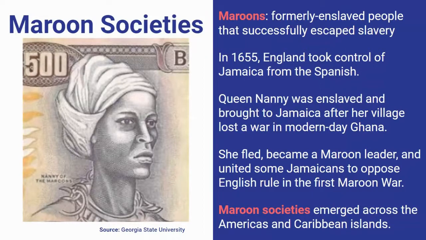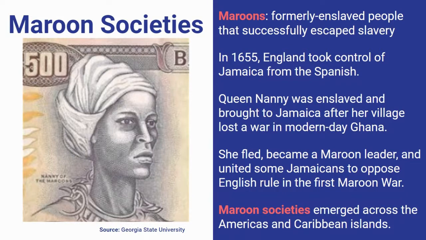You need to know what maroon societies are. Maroons are just formerly enslaved people that successfully escaped their slavery. So this is just a story example to talk you through what one of them is. In 1655, England took control over Jamaica from the Spanish, and Queen Nanny was an enslaved African who was brought to Jamaica during that time.